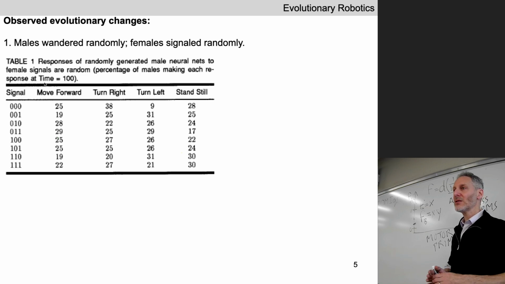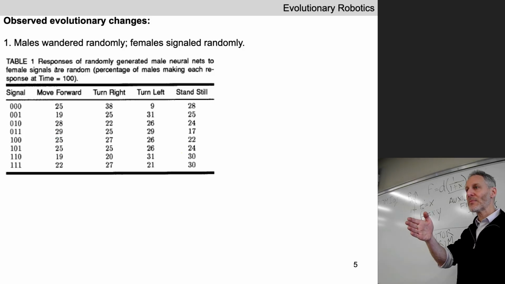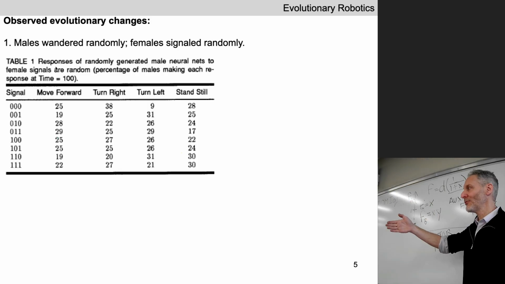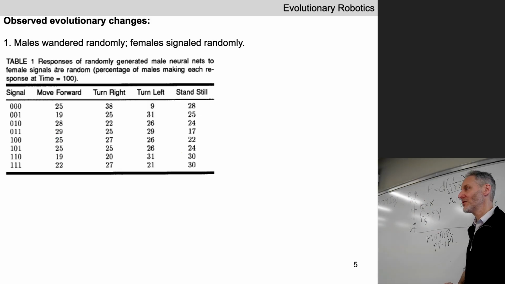Let's go back and talk about time steps for a moment. There are no generations in this experiment. There's just, at every time step, they update the brains of all 800 females, and they update the brains of all 800 males.